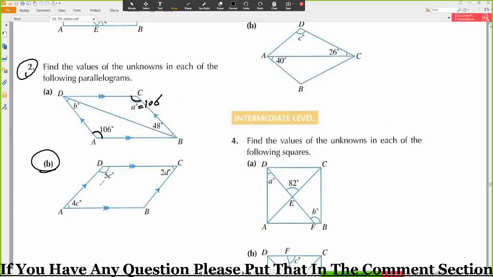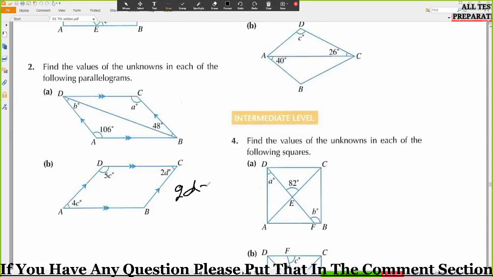Okay, part B. So in part B, does 2D equal 4C? Okay, 2D is equal to 4C. So D will be equal to 2C.